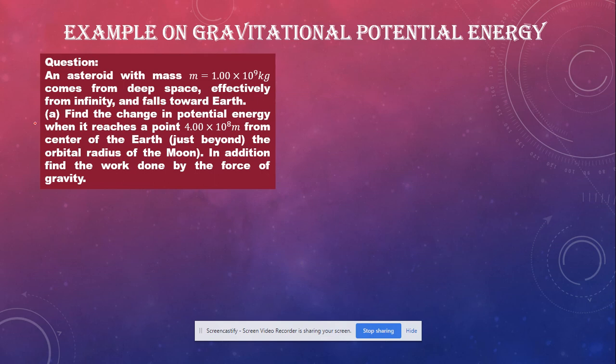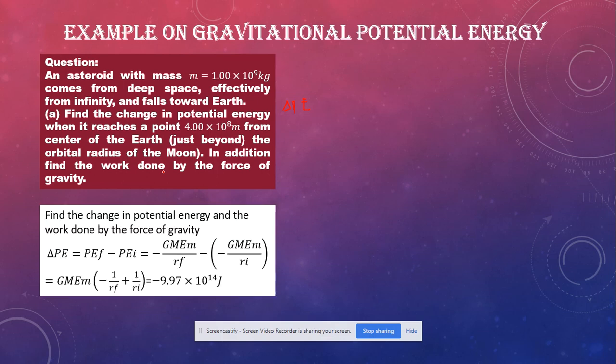Question A asks you to find the change in potential energy, which is our delta PE, when it reaches a point 4.0 to the power of 8 meters from the center of the Earth, just beyond the orbital radius of the Moon. In addition, you also need to find the work done by the force of gravity.